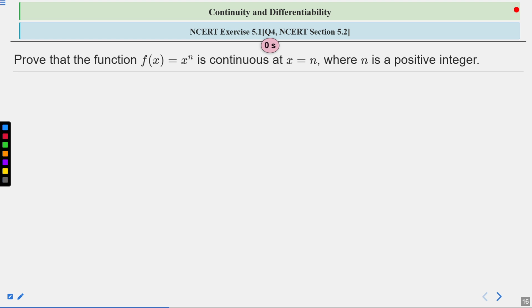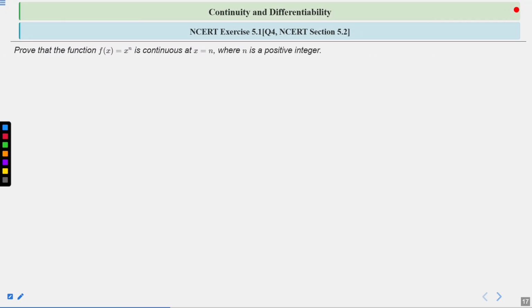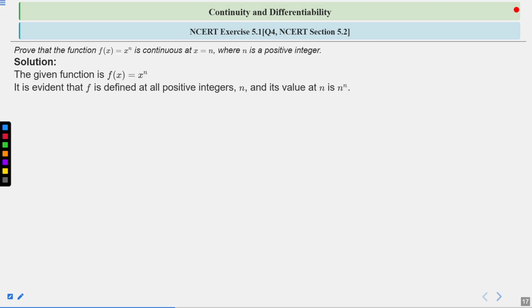Okay, let us discuss the solution part. We have to prove that the given function f(x) = x^n is continuous at x = n, where n is a positive integer. So the given function is f(x) = x to the power n. It is evident that f is defined at all positive integers n, and its value at n is n to the power n.